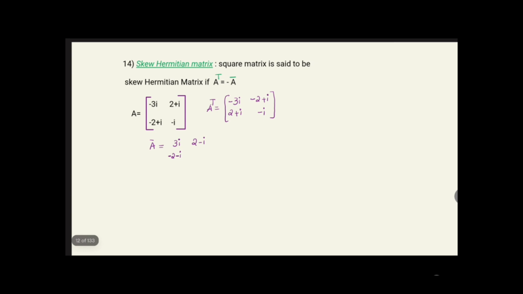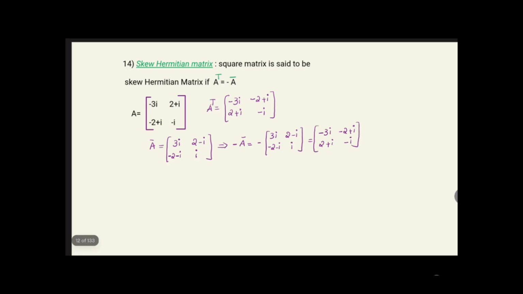And the fourth element is minus i, so write it as plus i. Now I will multiply this with a minus sign. Minus A bar is equal to minus of the matrix 3i, 2 minus i, minus 2 minus i and i. Now, if I multiply with a negative sign, it becomes minus 3i, minus 2 plus i, 2 plus i and minus i. Now observe carefully, students.